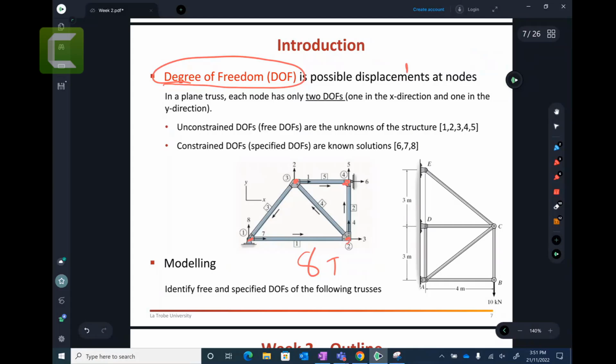Everyone agree with me? What is degree of freedom? It is the possibility of displacement of the whole system. How many possible displacements are there going in X, Y, X, Y, X, Y? Each node can go in the X and Y direction. Therefore, it has 8 total degrees of freedom. It is basically the number of nodes times 2.